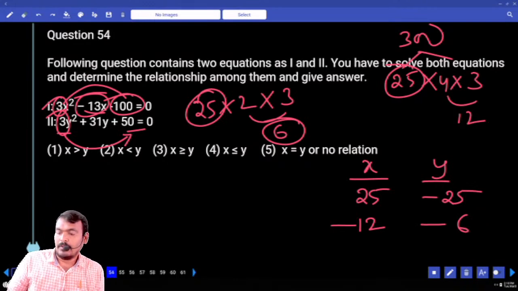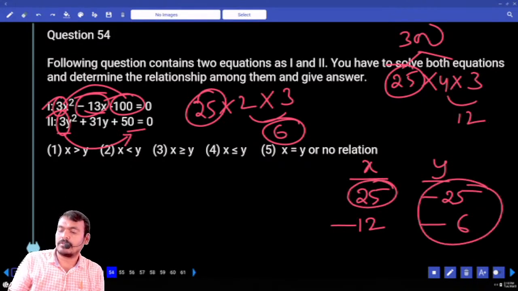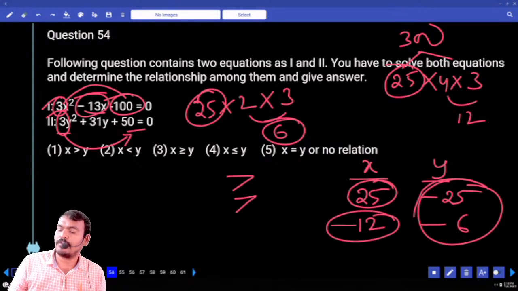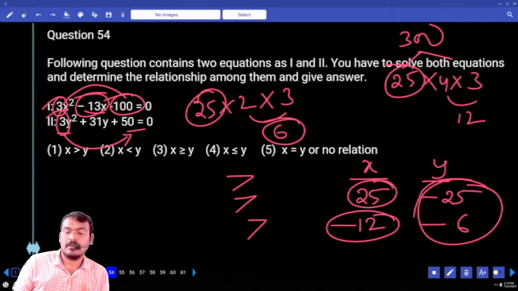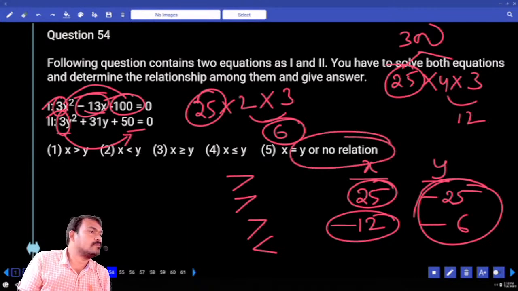Minus 6. Positive value compared to negative values, greater or less? Greater. Minus 12 compared to minus 25? Greater. Minus 12 compared to minus 6? Less than. Then the relation can't be determined.